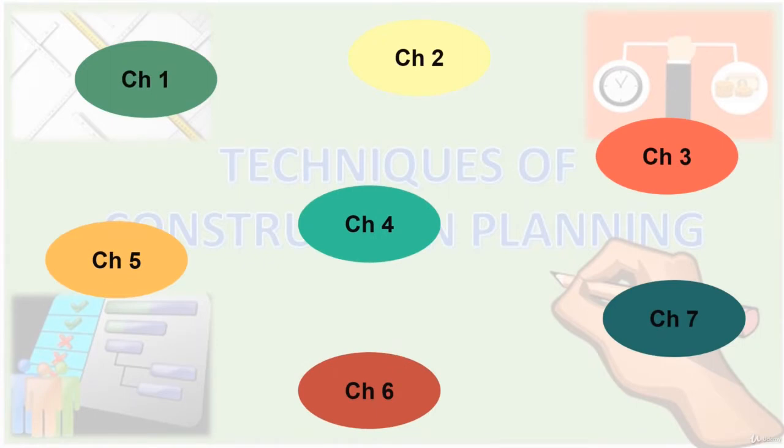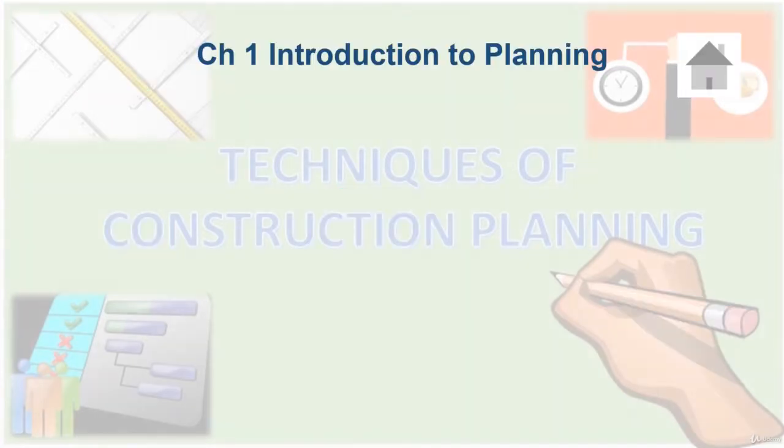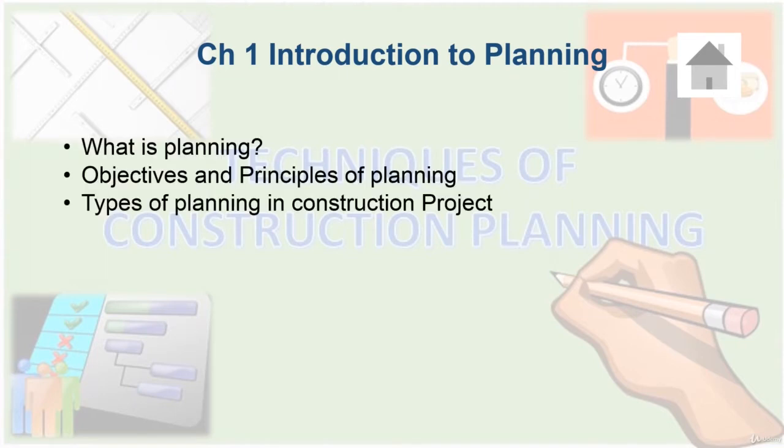Among the 7 different chapters, Chapter 1 is Introduction to Planning, where we will learn what is planning, what are the different objectives and principles of planning, and what are the types of planning used in the construction project.